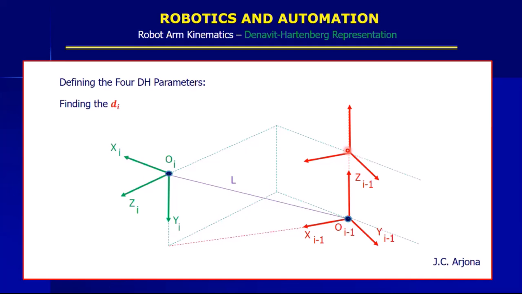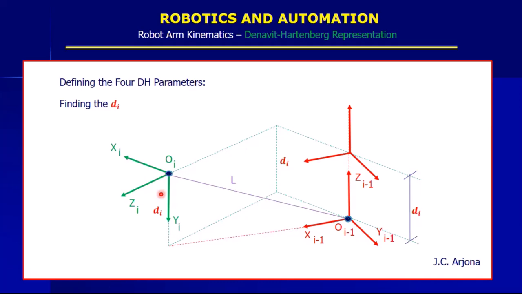And then this determines our di. It is the distance from the origin of the previous frame along the zi minus 1 to the origin of the adjacent frame. So I repeat, this is the previous frame and this is the adjacent frame. So this is the di. If this is di, we also see this one as the di. And from here to here is also our di.